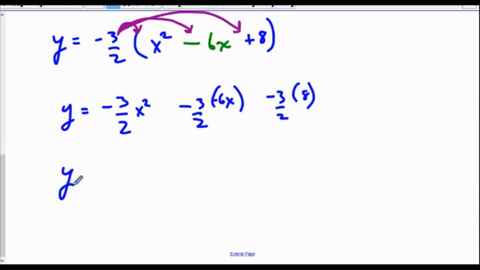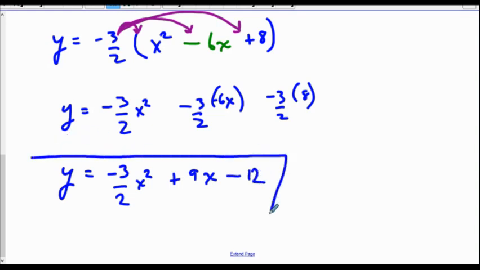Okay, so simplifying my fractions, negative 3 over 2 x squared. Let's see, 3 times 6, that's 18, that's 9. So that's a plus 9x. And here, 24 divided by 2 is 12, so take away 12. There it is in standard form.